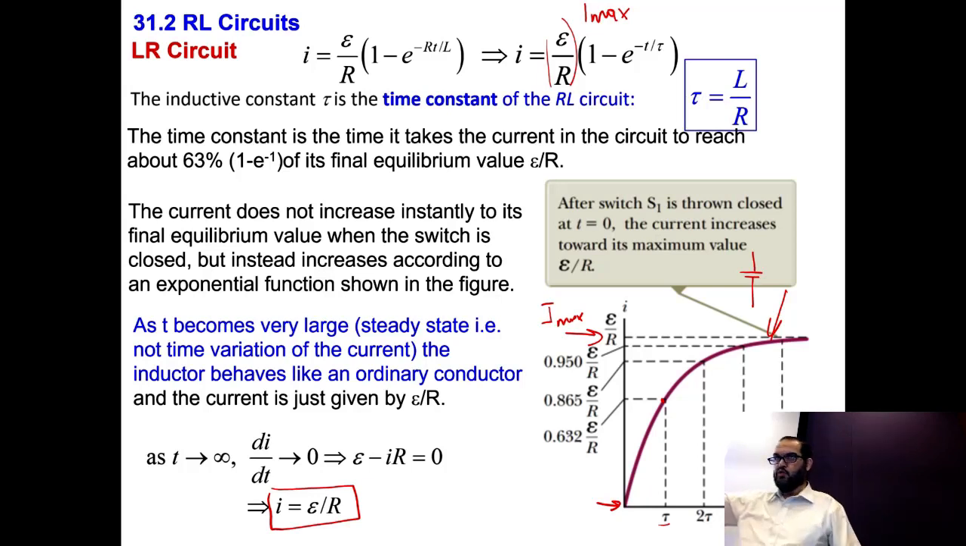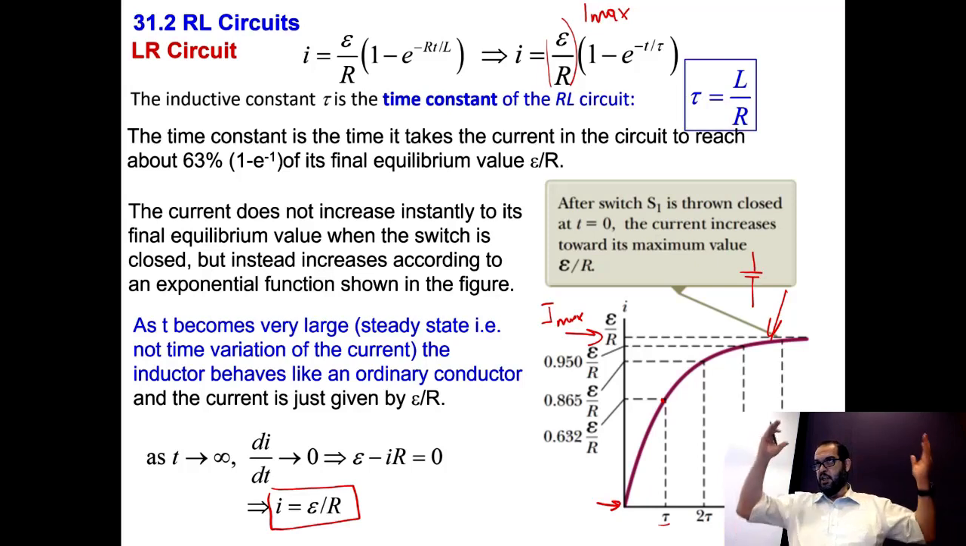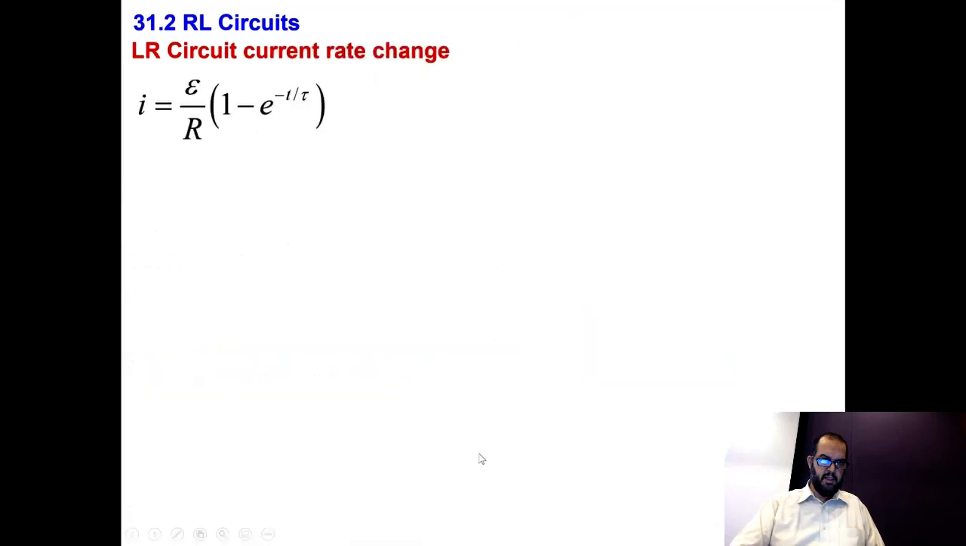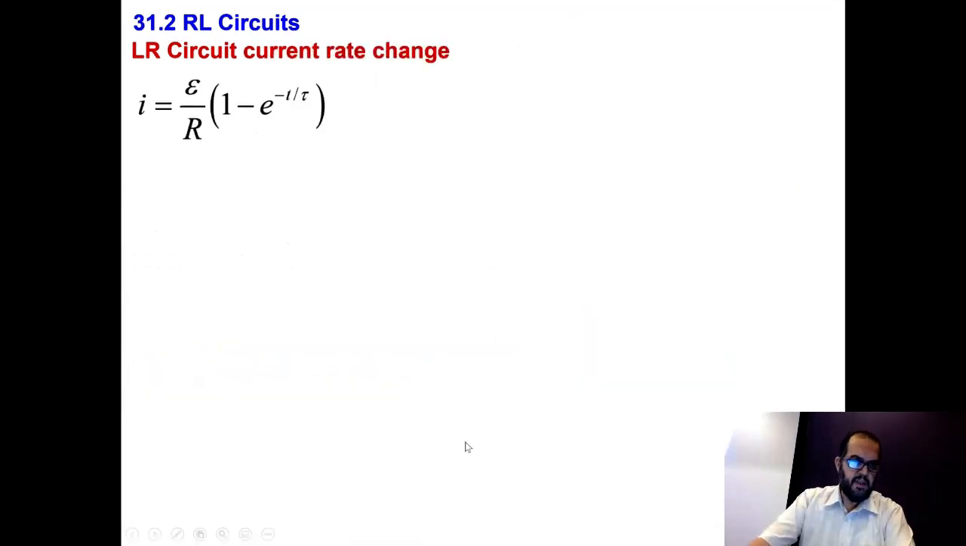At time t goes to infinity, the inductor behaves like just a connector, like a short. So at t equal to 0, it's open, and at t equal to infinity, it's like a short or a connector. Okay, so this is the current.